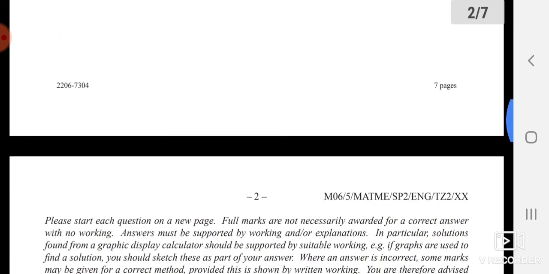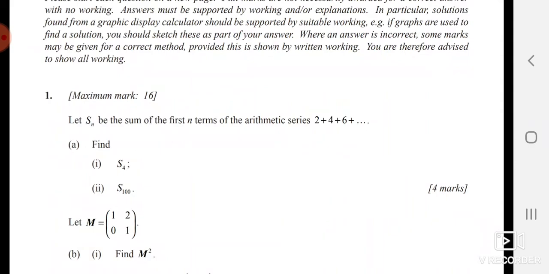Okay, let's begin now. First question: let Sn be the sum of the first n terms of the arithmetic series 2 plus 4 plus 6 and so on. Find S4.